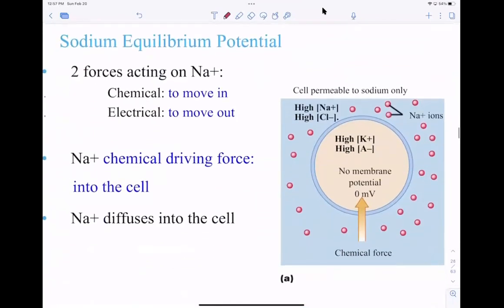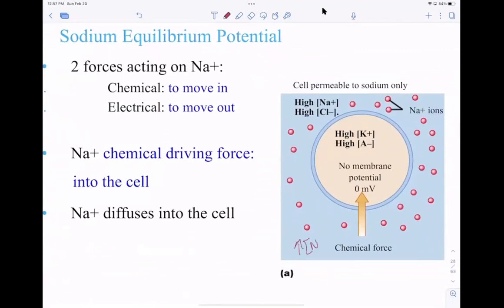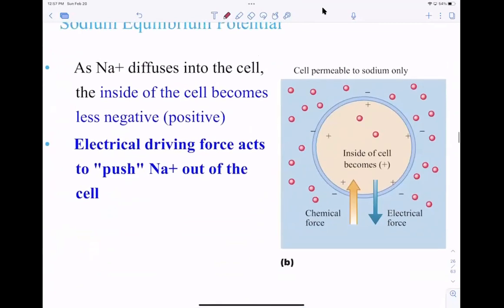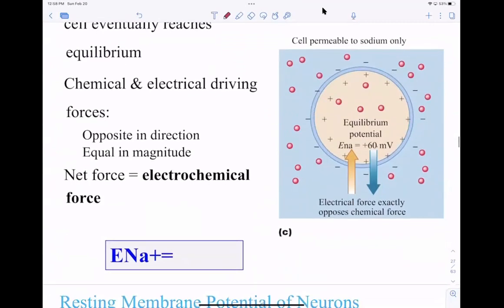Sodium, on the other hand, has a lot of sodium out here, high concentration outside, low concentration inside, has a huge concentration gradient driving it into the cell. So as the sodium diffuses into the cell, the inside of the cell becomes more positive. And because it becomes more and more positive, it starts having an electrical drive to leave because it's too positive now inside the cell. And so at some point, it's going to have an equal and opposite electrical drive out when the inside of the cell reaches positive 60 millivolts. And so that's positive 60.